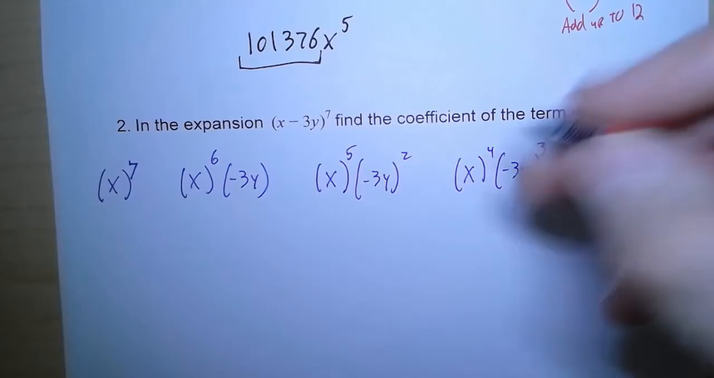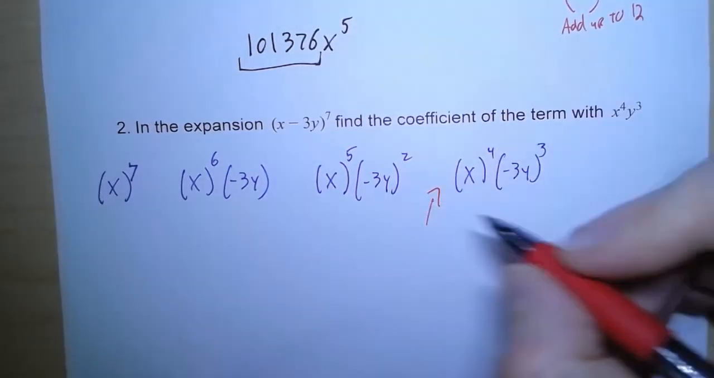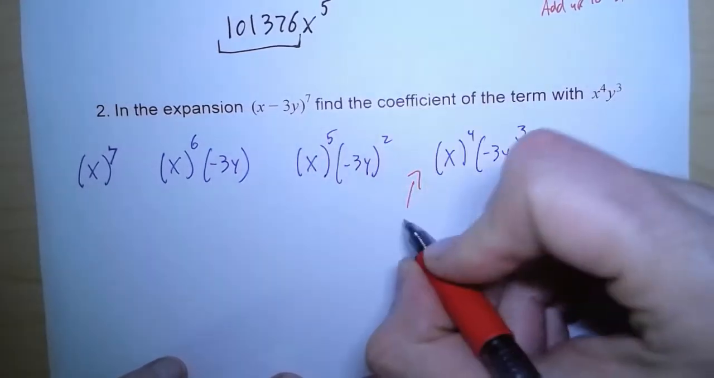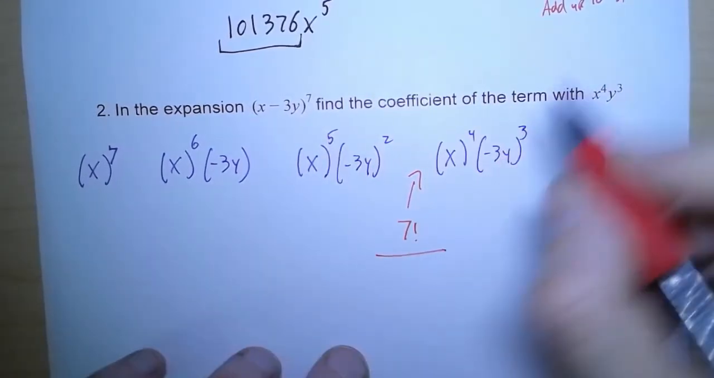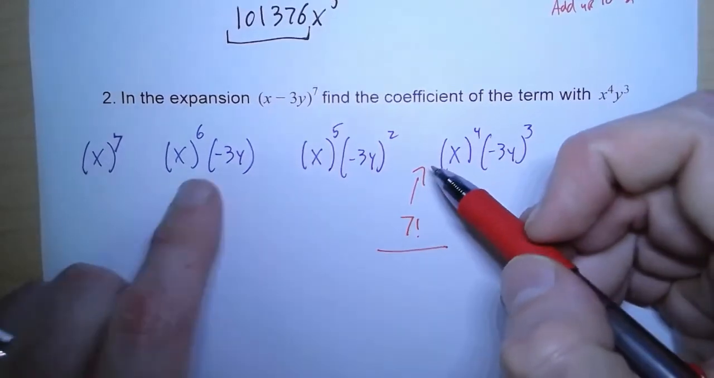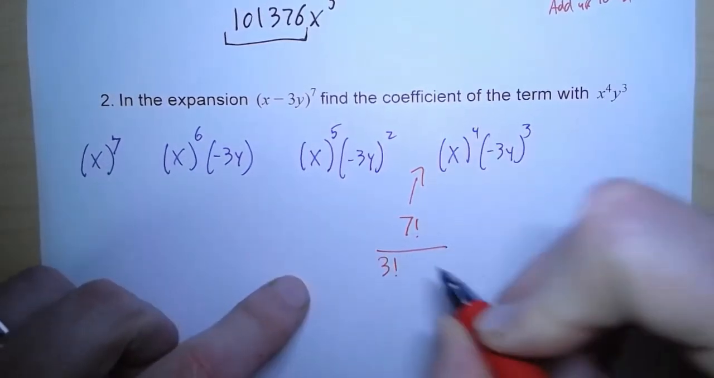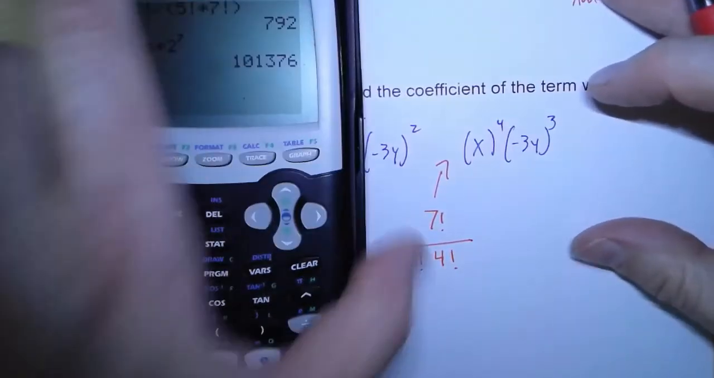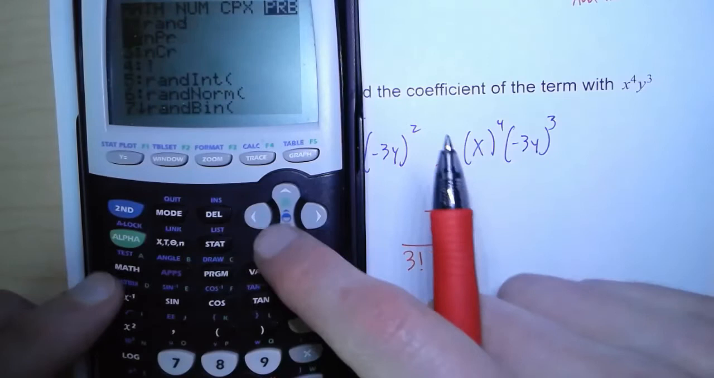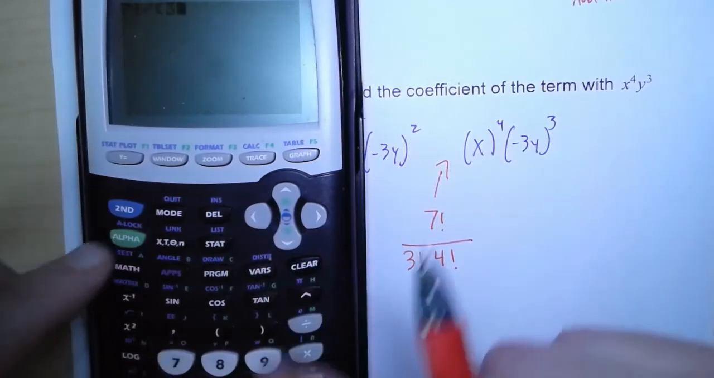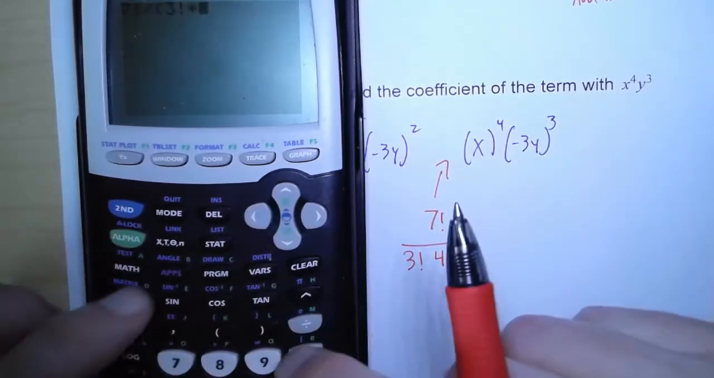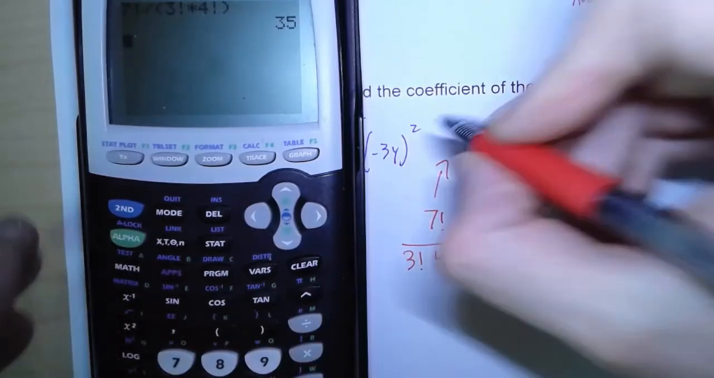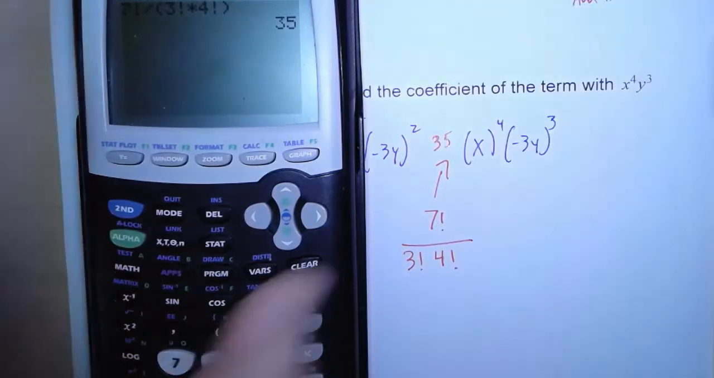So now we have to figure out what this coefficient is. Using the pattern that I used up above, we take 7 factorial divided by how many terms are in front: 1, 2, 3. 3 terms are in front of it, and there are going to be 4 terms behind it. So 7 factorial divided by 3 factorial times 4 factorial. And that gives me 35.